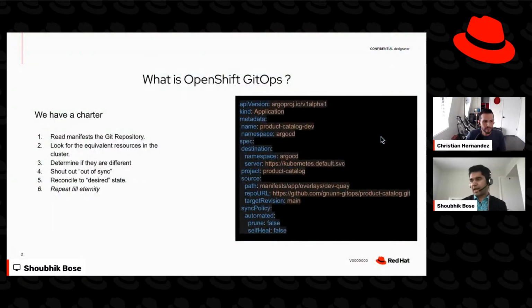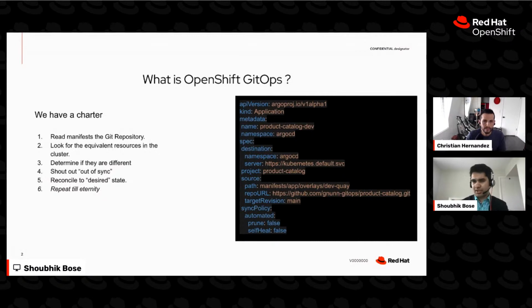So a quick recap. What is OpenShift GitOps? The charter of OpenShift GitOps is very simple. You read manifests from Git, you look for equivalent resources on the cluster, and determine if they're different or present. If they're not present, they're definitely different. And if you see there's something different, just shout out: out of sync. And then if it's out of sync, it's going to reconcile to your desired state. And then you're going to repeat this till eternity. And that's all OpenShift GitOps is going to do for you for a bunch of complex Kubernetes YAMLs that you're going to put in your Git repository.